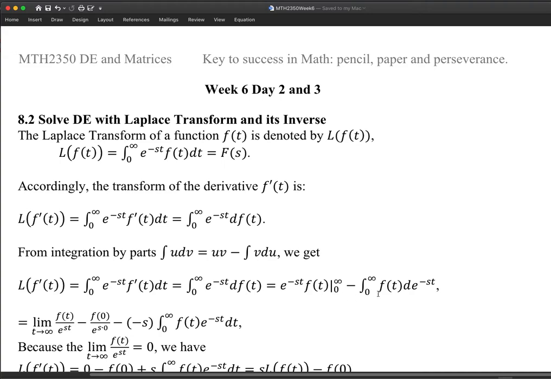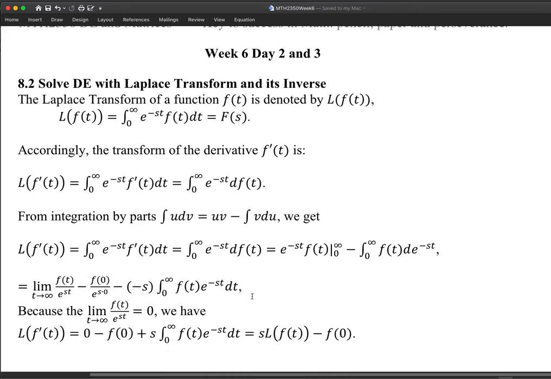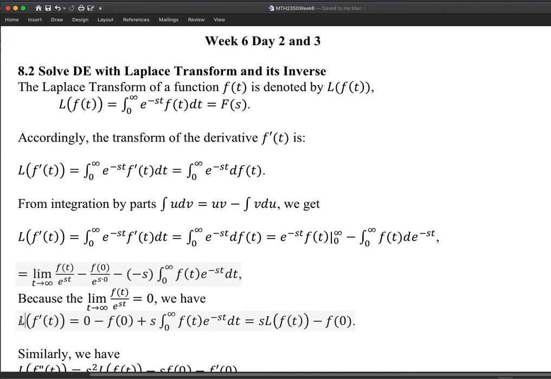And also look at this other part, the antiderivative of v du. Indeed, for this differential part, using the chain rule, we got another minus s. Negative times negative s, that's a plus. And then this turns out to be the transform of the original function. So this is the conclusion I'm trying to make. The transform of the derivative is s times the transform of the original function minus the function at 0.